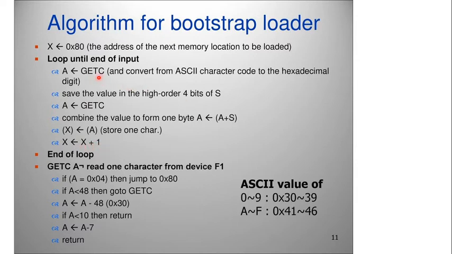Now let's see what is happening in this getC, because this getC itself is acting as a separate procedure or a function here. What is happening here is we are just checking whether the character you read from the input device, which is F1, is a 04 character. What is this 04 character? This is the end of text character, because 4 is the hexadecimal or the decimal value for the ASCII EOT, which is end of text.